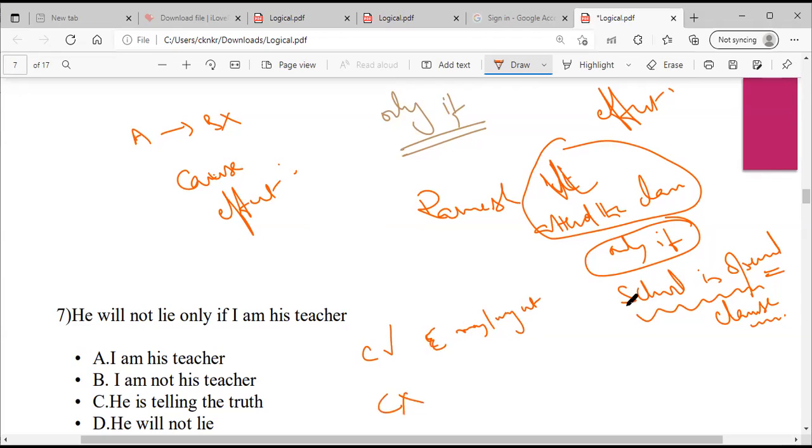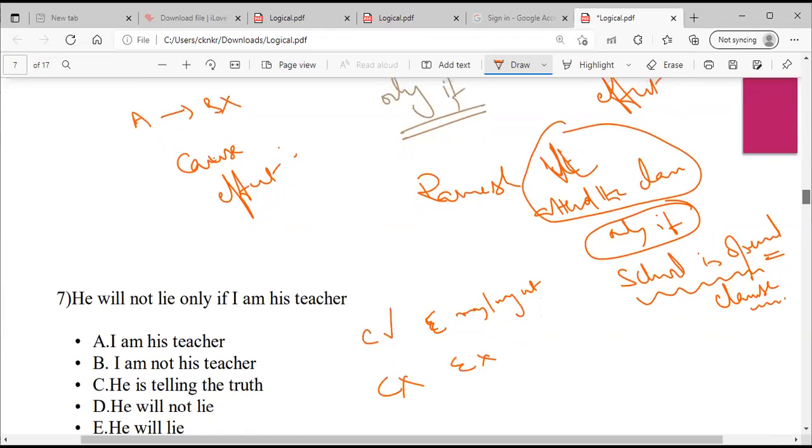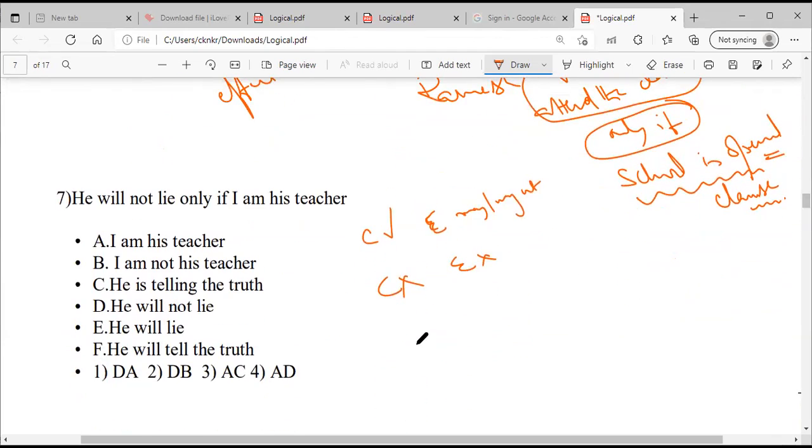Cause doesn't happen. School is not open. First of all, when school is not open, it's a jackpot for you. Effect is definitely not happening. Ramesh will not be attending school, right? For example, take effect right now. Effect happened. That is, Ramesh is attending the class right now. When will he attend a class? Only when the school is open. That is, cause definitely happened.